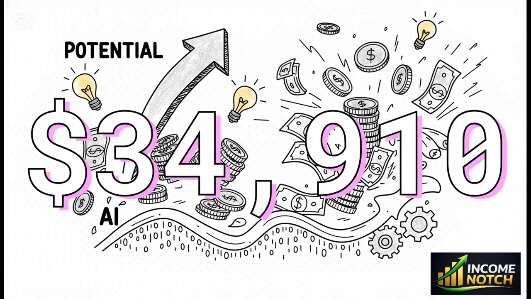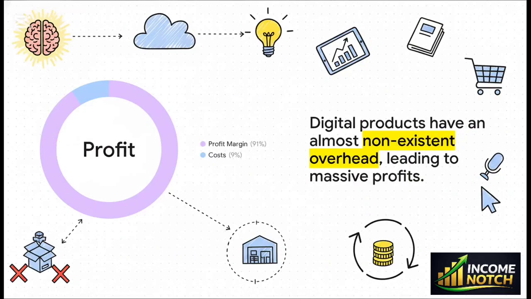But what makes this kind of profit even possible? Well, the magic of digital products really comes down to the math. With a staggering 91% profit margin, your overhead is almost zero. Think about it. No shipping, no inventory. You just create a product once and it can sell over and over again forever. And because most people haven't really caught on yet, a lot of these niches are still wide open.